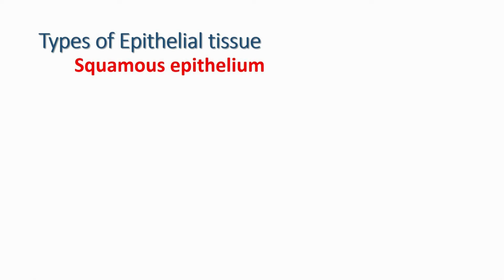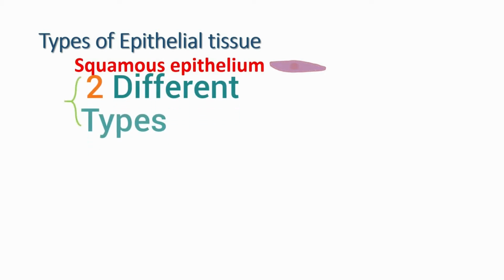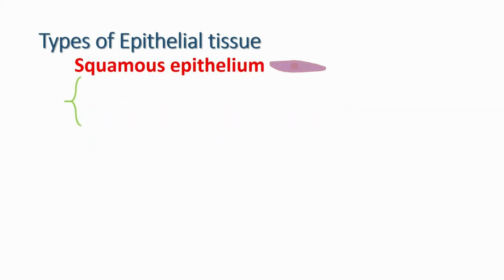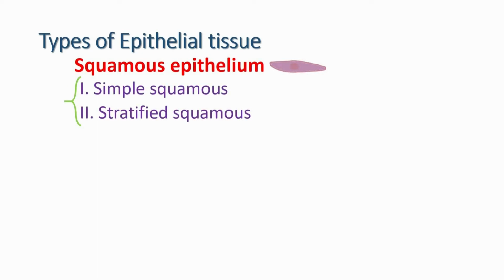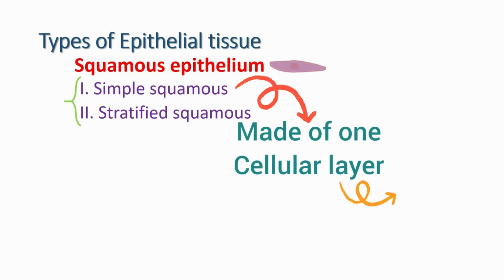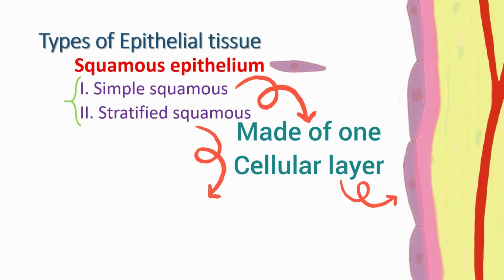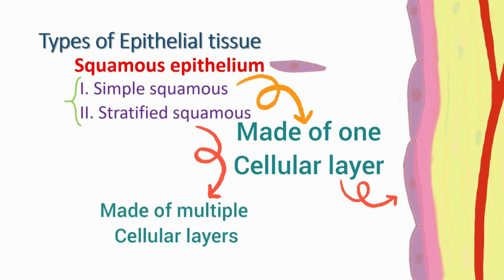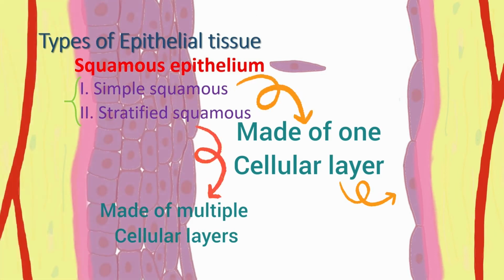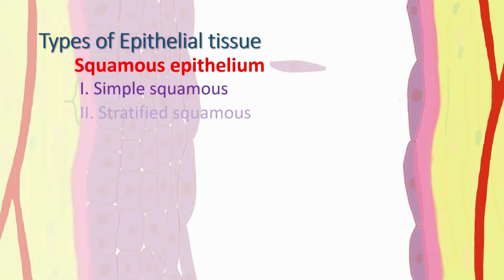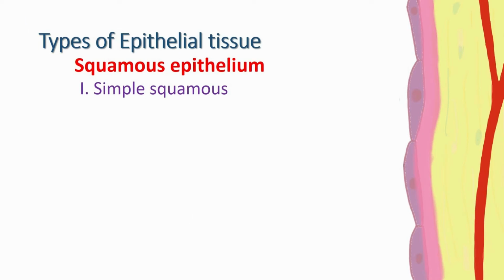Squamous epithelium is a type of epithelial tissue with cells like this. Like any other type of epithelial cells, these squamous cells can make two different types of epithelium: simple squamous epithelium and stratified squamous epithelium. Simple squamous is made of one layer and looks like this, while stratified epithelium is made of multiple layers and looks like this. Let's talk about simple squamous epithelium first.